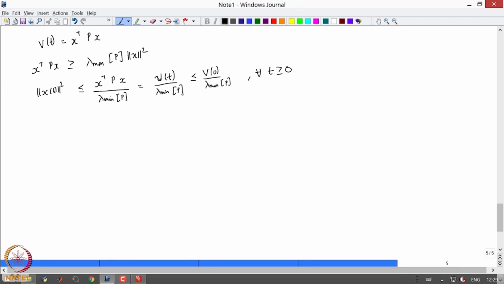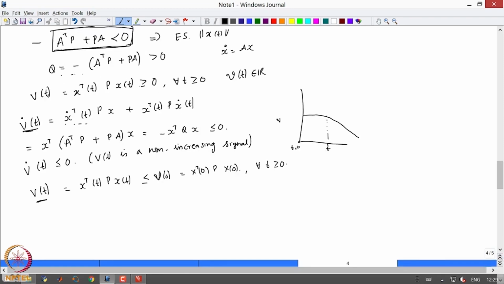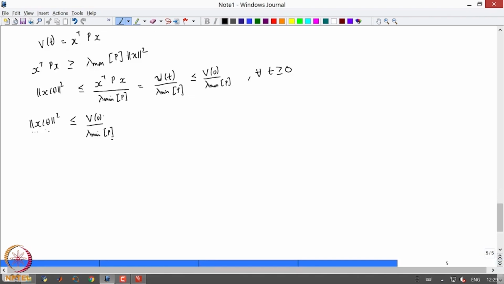Okay, so what does this mean? If I just take these two expressions, v of 0 and lambda min of P, this is known to me, the value of the function at 0. P is also known to me, right, because I assume that there exists a P which satisfies this inequality. Now, what does this tell me about the solution? It tells me that the solution is uniformly bounded.